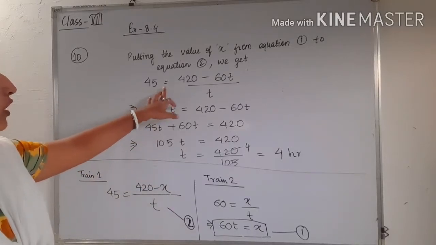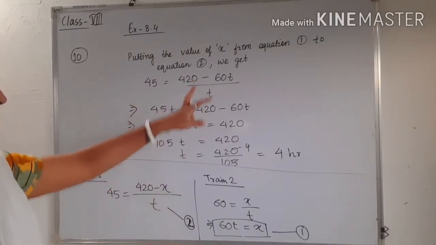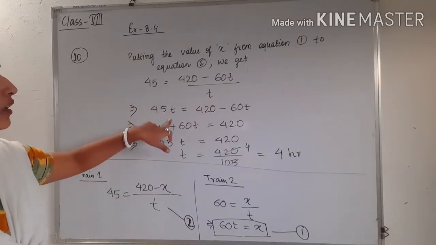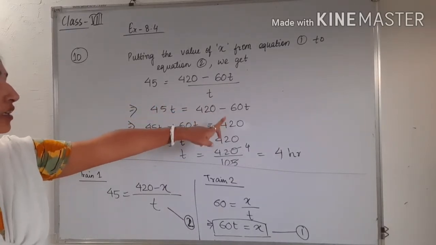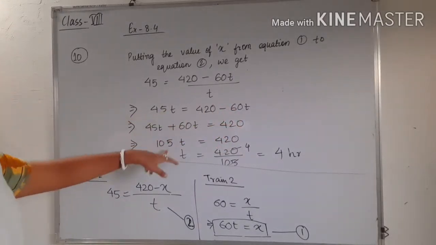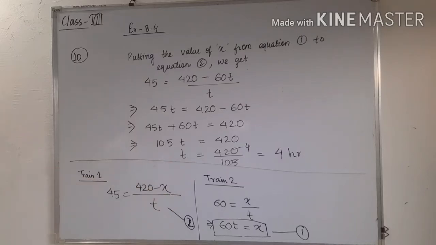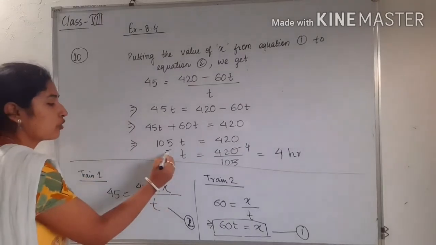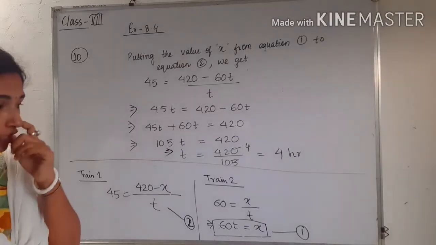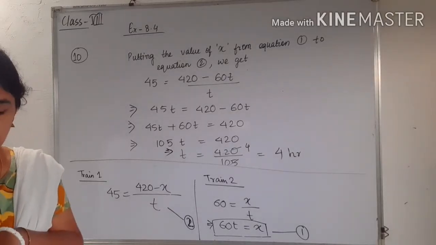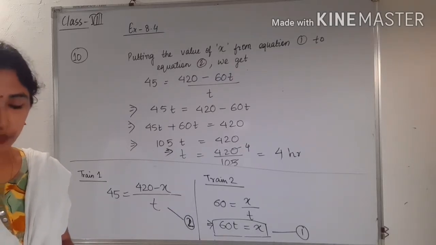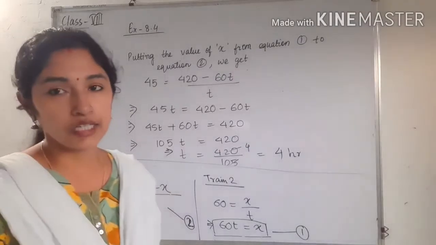So this will be 45 is equal to 420 minus 60t by t. So just transpose t to that side. 45t is equal to 420 minus 60t. So then minus 60t will go to the left hand side and then add, and then we can easily find the value of t. So t is 4 hours. That means you can write finally the answer like this. After 4 hours, the trains will be 38 kilometers apart from each other.